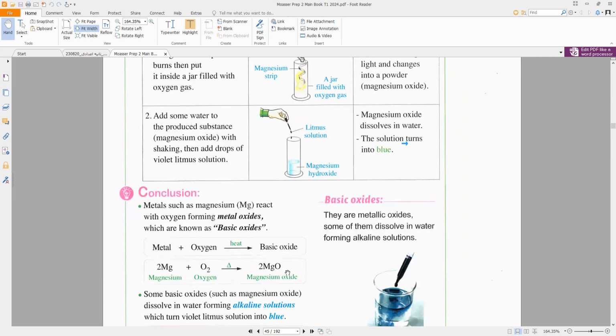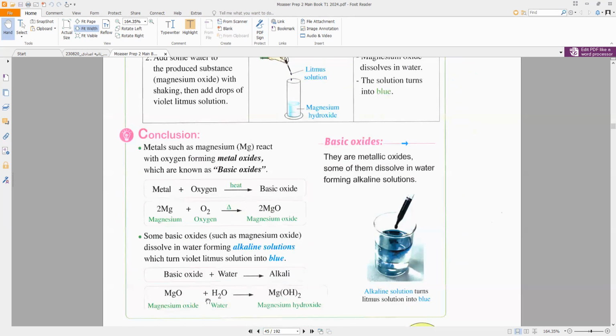We call it a basic oxide because when the white powder of magnesium oxide dissolves in water, it forms a solution called the basic solution or alkaline solution. It is an alkaline solution because when we add the violet litmus solution to it, the color changes to blue. So it's called an alkaline solution. This is how the metal reacts.